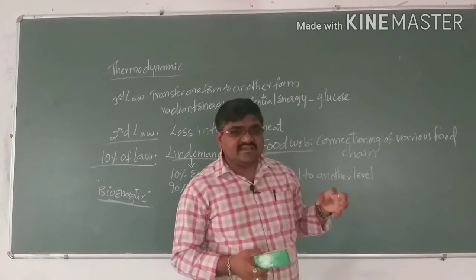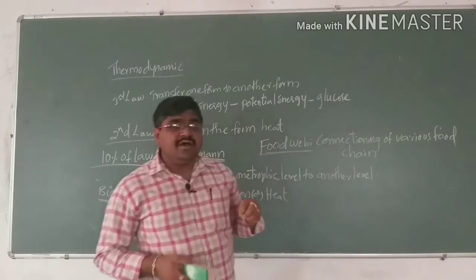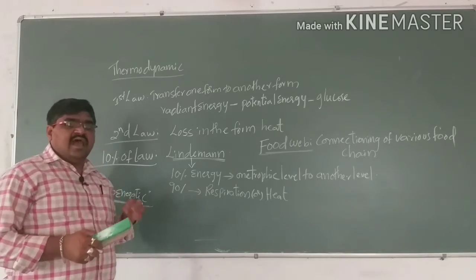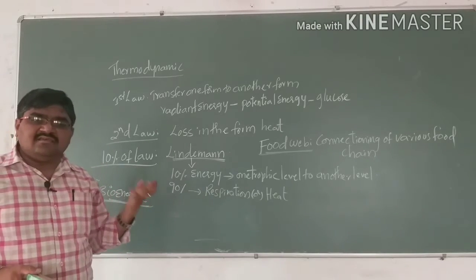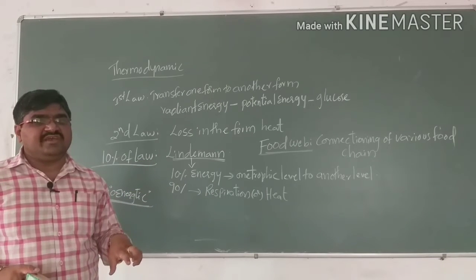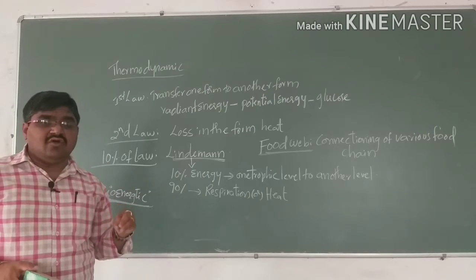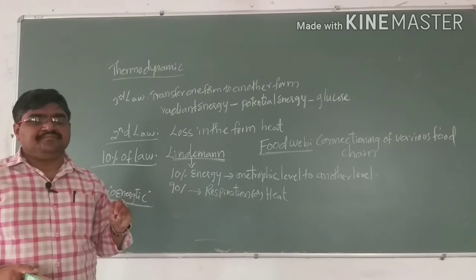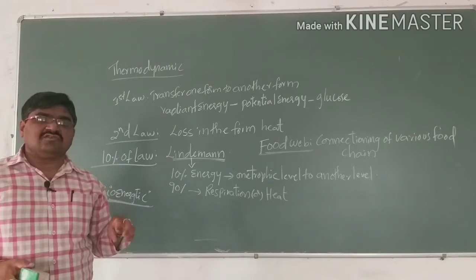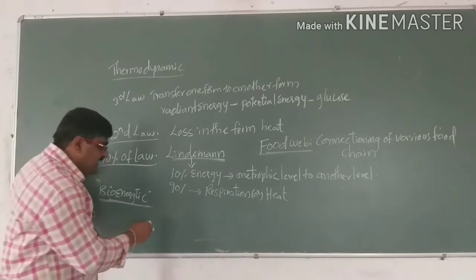Food chains are interconnected with one another to form a food web, either in the form of grazing food chains or in the form of detritus food chains. In detritus food chains we have the detritivores, that is the bacteria or fungi. These are the detritivorous organisms, which also act as saprophytic organisms.